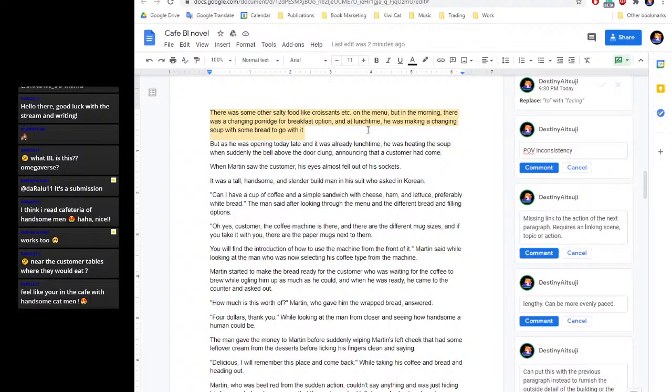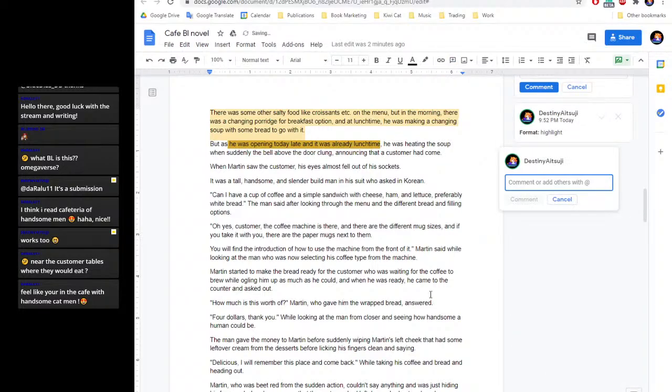As he was opening late today and it was already lunchtime, he could or she could afford to explain the hurry in here rather than just moving it on and pushing the story over by telling.